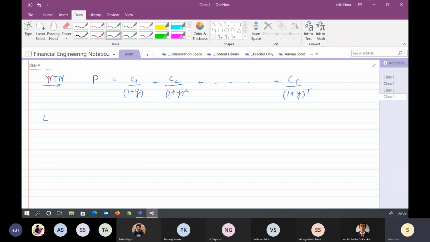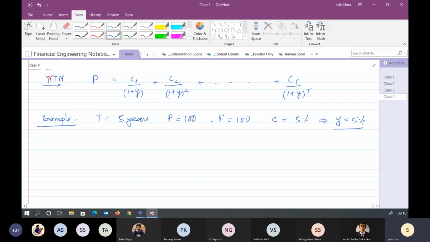So let's start with a small example, then we will move on. Suppose there is a 5-year bond. So T is 5 years. Price is 100 and face value is also 100, and the coupon rate is 5%. So you can infer that the yield to maturity will also be 5%. Why? Because the face value and the price are the same. Am I right?